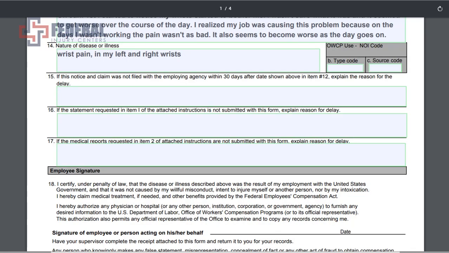Moving along to box 15, if this notice and claim was not filed with the employing agency within 30 days after the date shown in item 12, please explain the reason for that.